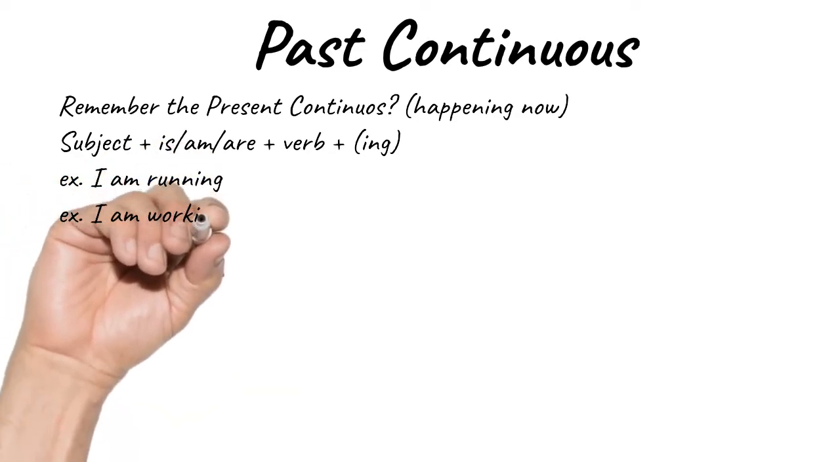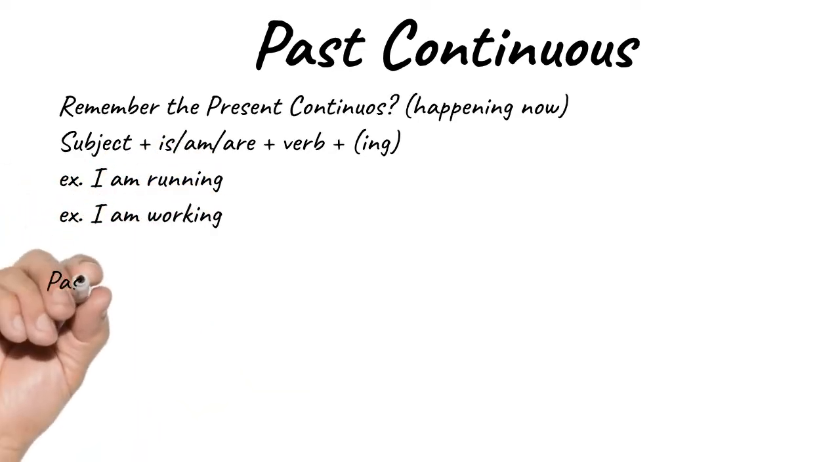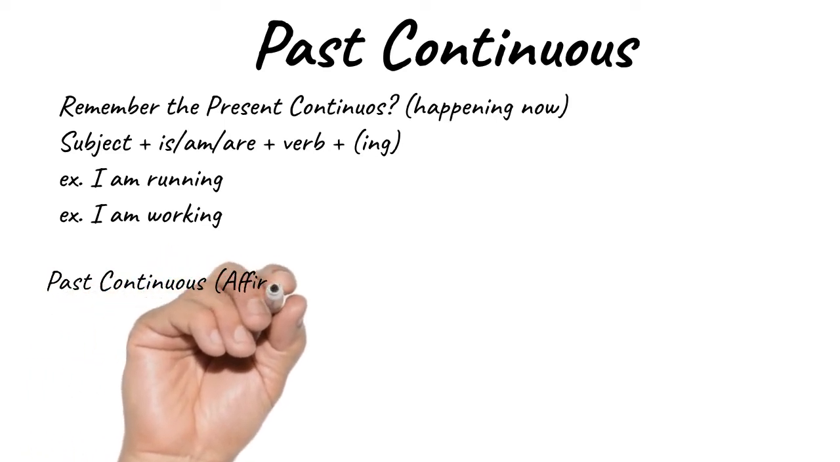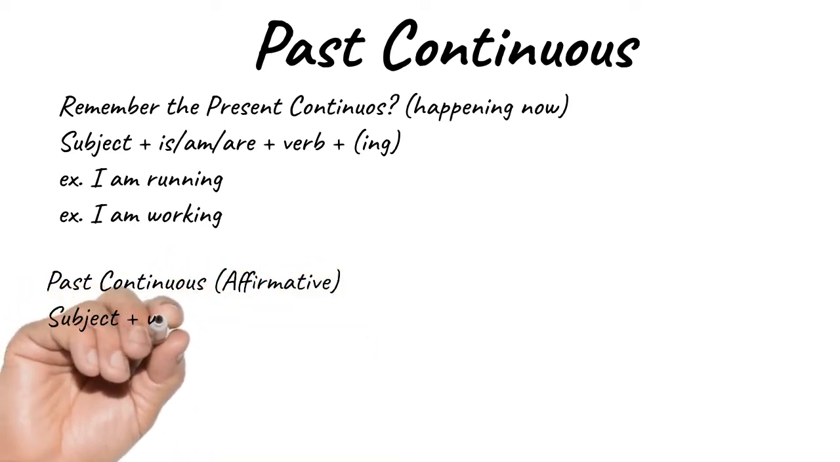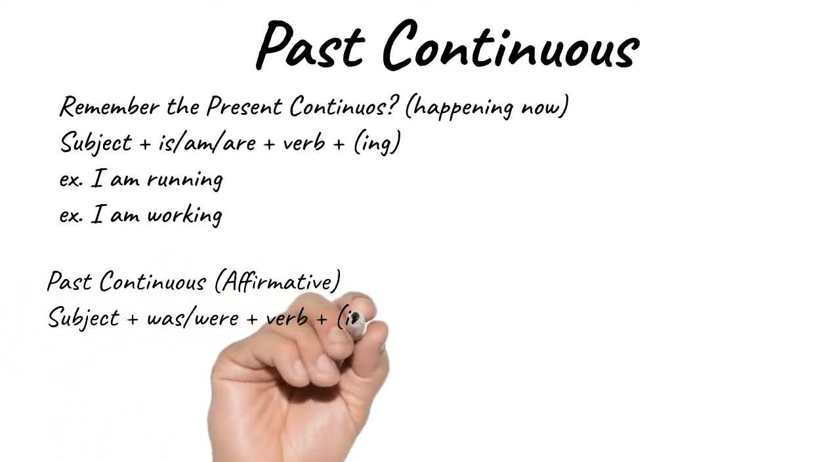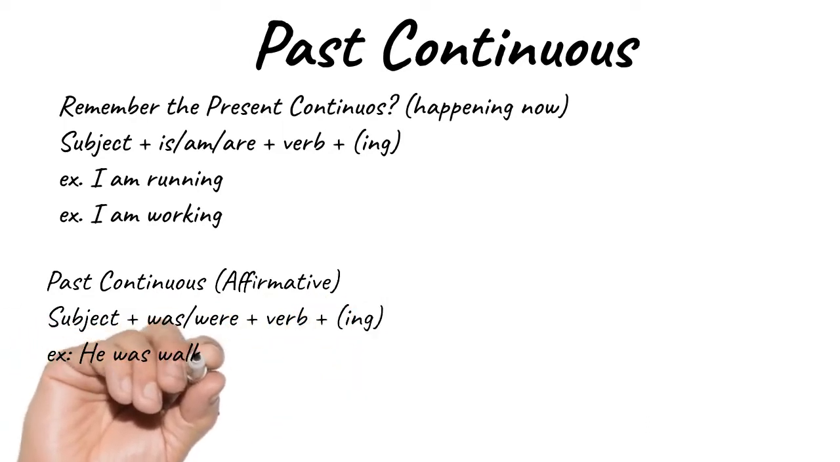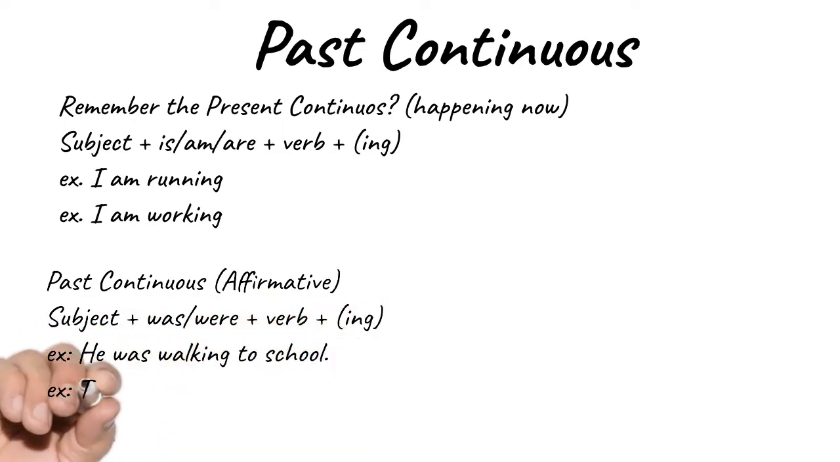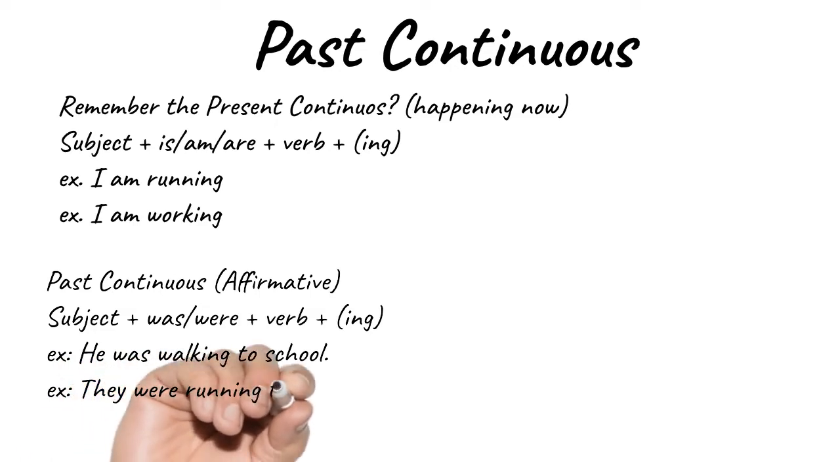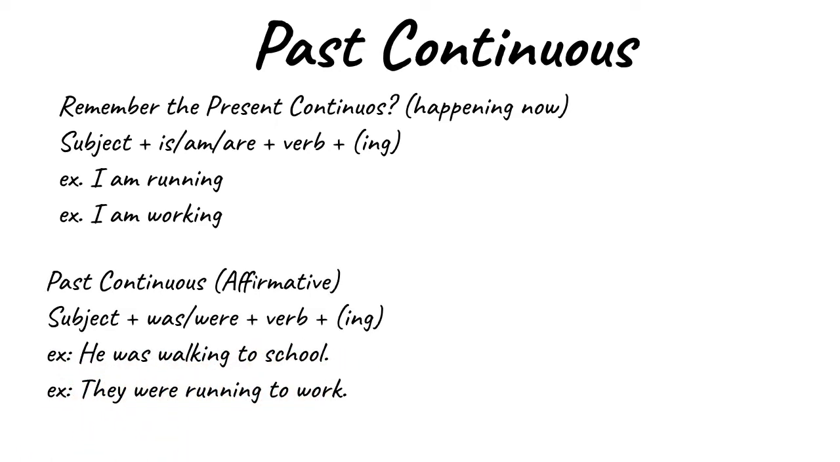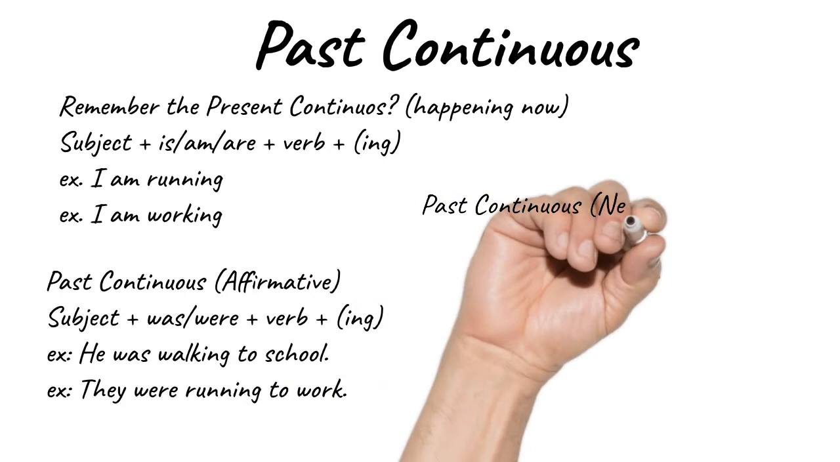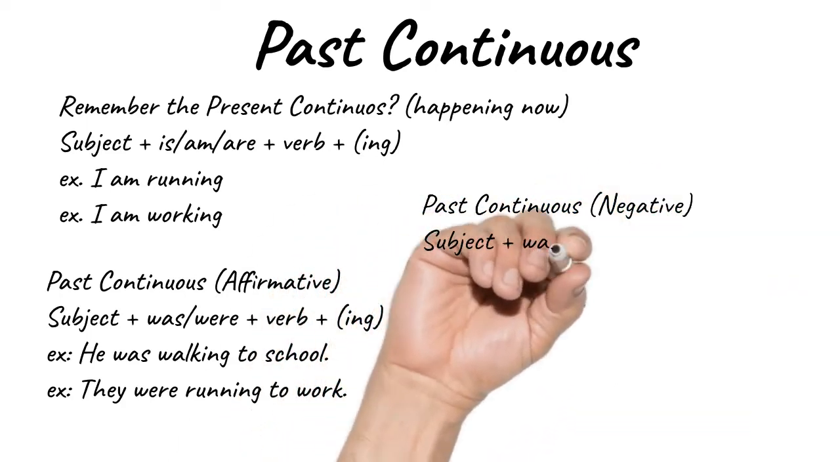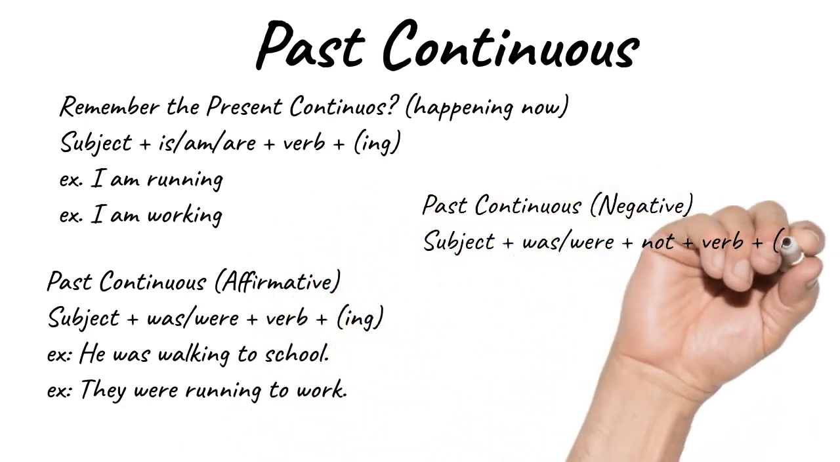Well, now let's talk about the past. All we do is we switch out is and are for was and were. He was walking to school. We also have the negative. He was not walking to school. They were not climbing yesterday.